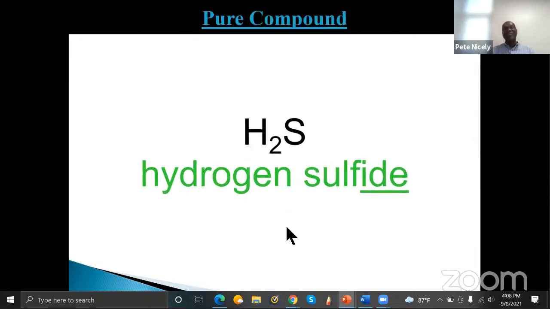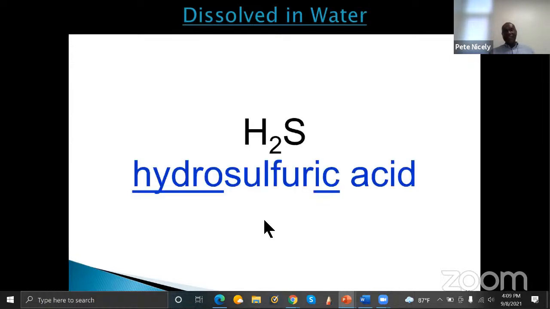So this compound here, by itself, before you add it to water, is called hydrogen sulfide. And please note that even though there are two hydrogens here in the formula, we do not indicate that in the name. We do not use prefixes when it comes to these binary molecular compounds, which contain hydrogen and are acidic when you add it to water, right? So it's simply hydrogen sulfide, and that's a pure compound before you add it to water. After adding it to water, then the resulting solution name is hydrosulfuric acid.